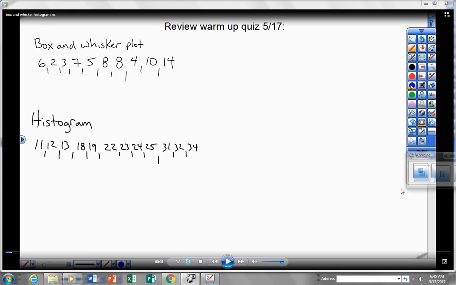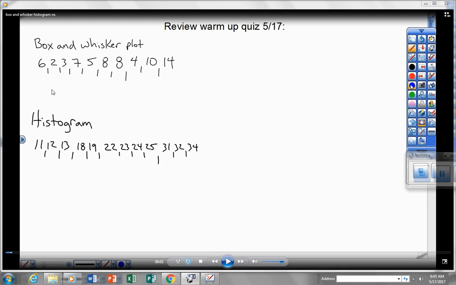Okay, in this warm-up video I'm going to show you how to make a box and whisker plot with an even amount of numbers in the set, and then review an easy histogram graph. Alright, so box and whisker, the key is to find the three medians or middle number.